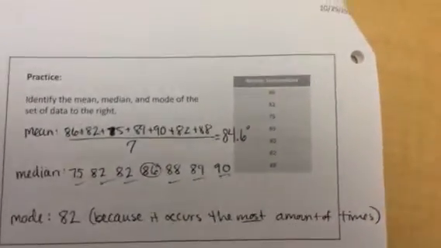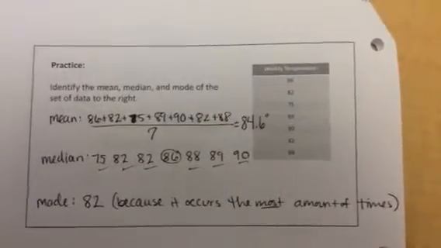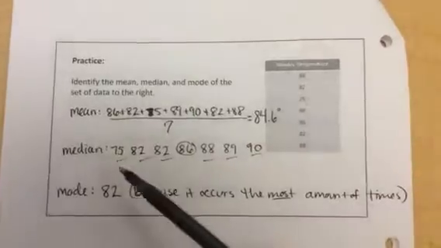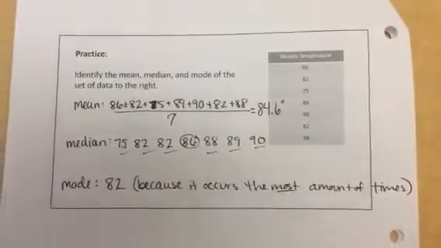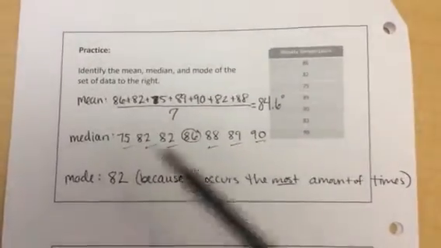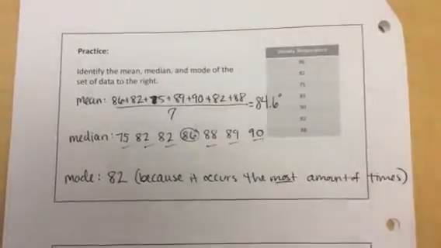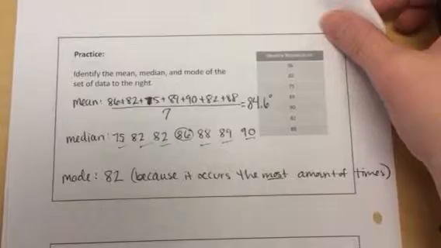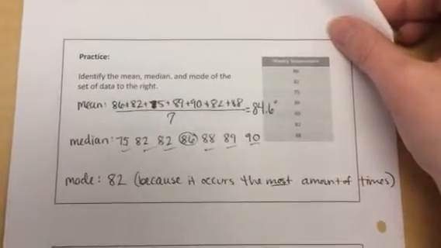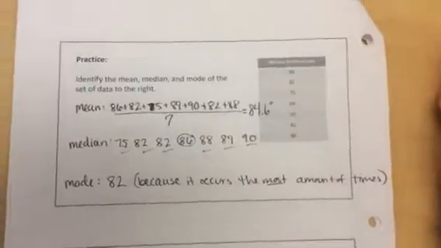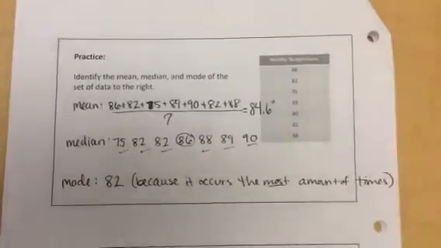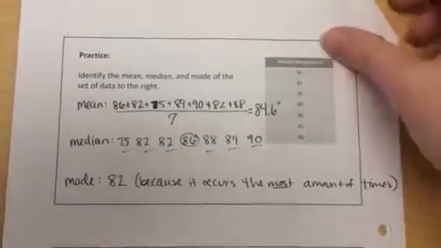All right, we're looking at this set of data, weekly temperatures. Our mean is 84.6. We added them all up and divided by 7. For the median, I lined them all up in a row, and our middle number ended up being 86. And the mode is 82 because it occurs the most amount of times. We have two 82s in that set of data. Okay, so that's mean, median, and mode. Those numbers are usually used to be representative of the data as a whole. What typically happened? What could I expect?